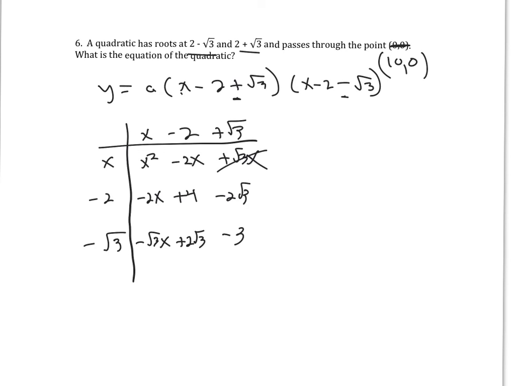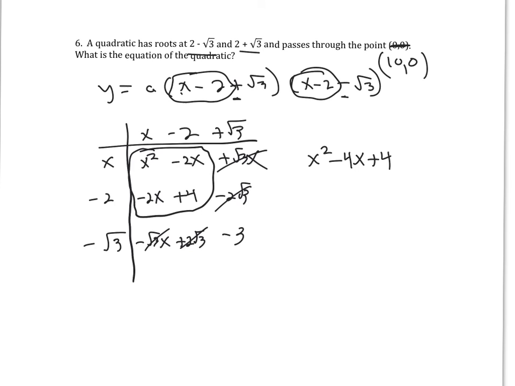Okay, notice these cancel out. So anything that has a root 3 in it cancels out. What we're left with is x squared minus 2x minus 2x plus 4, or x squared minus 4x plus 4. That is just the perfect square trinomial of x minus 2 times x minus 2. The other piece we have left is this negative 3, which is just root 3 times negative root 3, and so we end up here with x squared minus 4x plus 1, and then all of this multiplied by a.